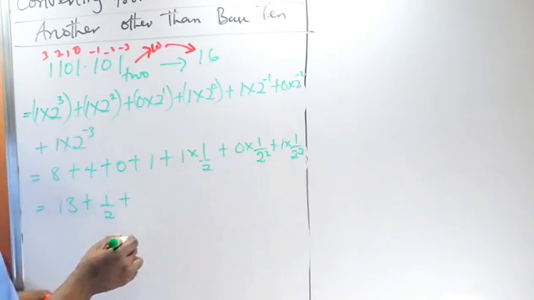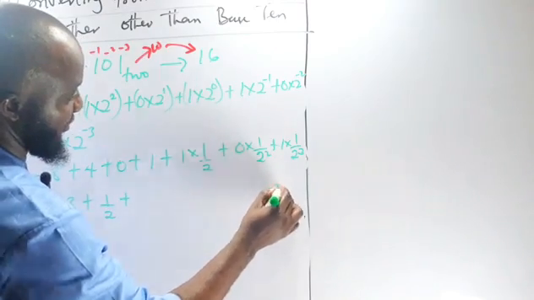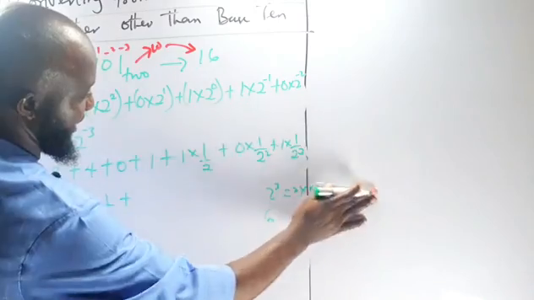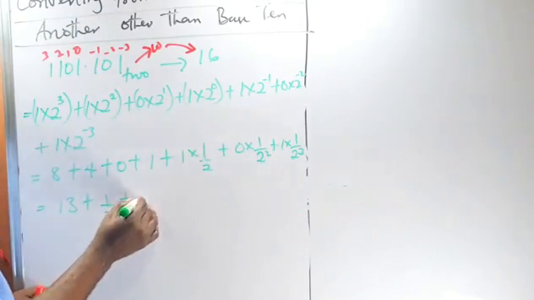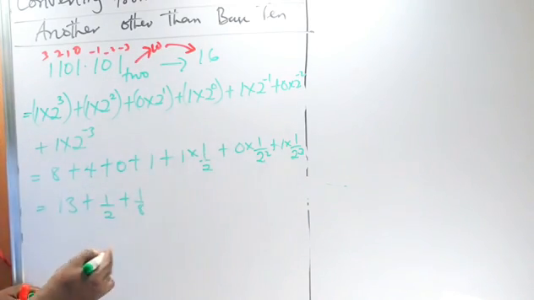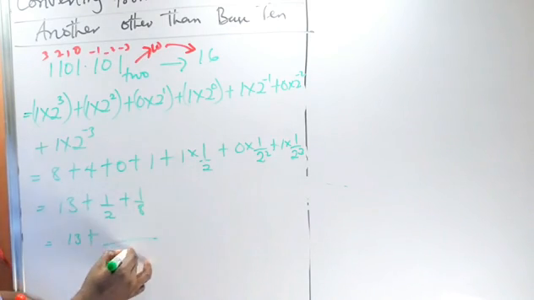2 raised power 3 is 8. 2 raised power 3 is not 6. 2 raised power 3 means 2 times 2 times 2. That gives what? 8. Is that clear? Good. So that is 1 over what? 8. So this will give us 0. So there's no need. So next thing is 13 plus, we find the LCM of this, which is 8.